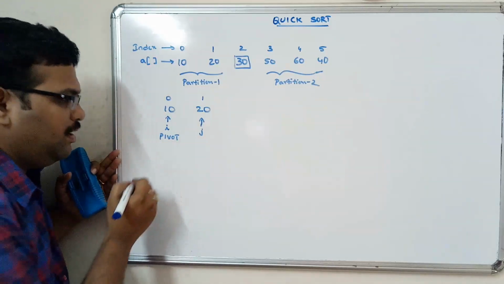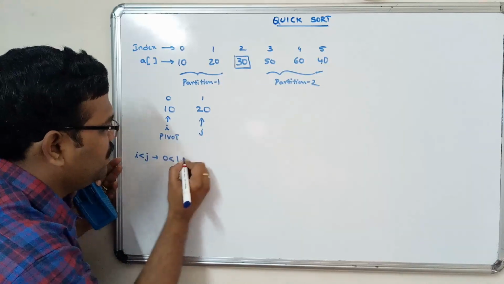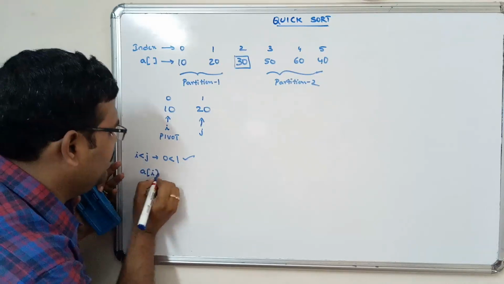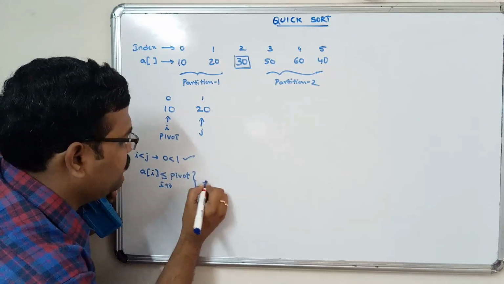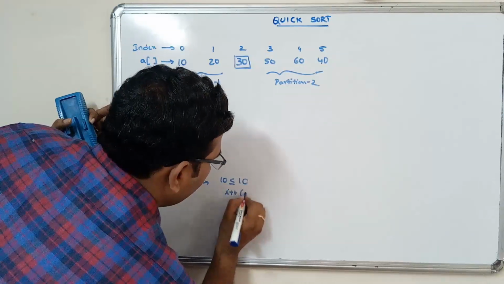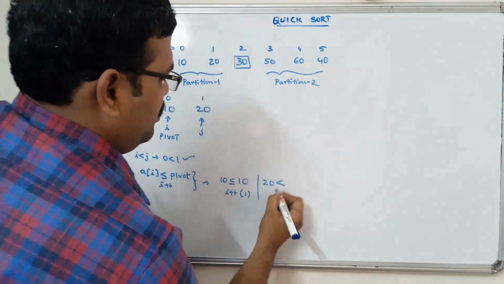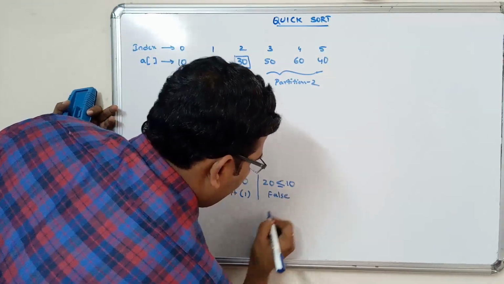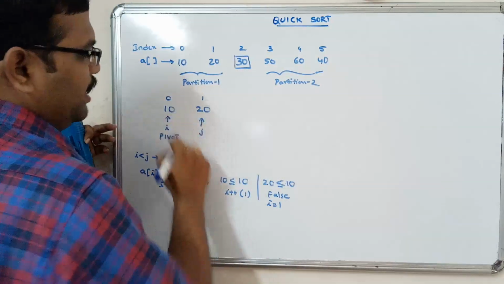So what we have to check? We have to repeat until I is less than J. Here it is 0 less than 1, condition true. Then keep on incrementing. So A of I is less than or equal to pivot, I plus plus. So 10 less than or equal to 10, I plus plus, that will be 1, and 20 less than or equal to 10, okay, so false. So I is equal to 1.